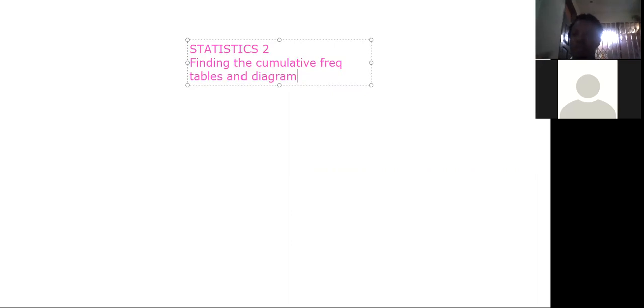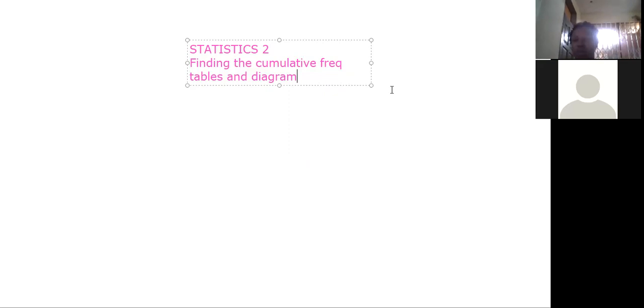Normally it is made from a frequency table, the normal frequency tables we know. Sometimes you may want to know the number of students who received marks less than a known value. So we are going to talk about that. Now, this information is usually contained in a cumulative frequency table.